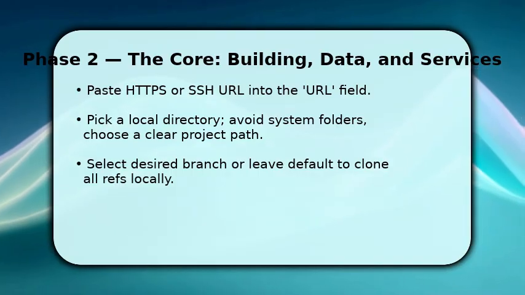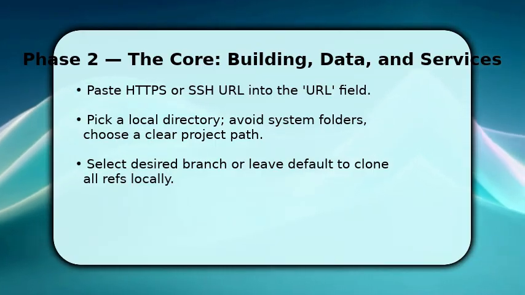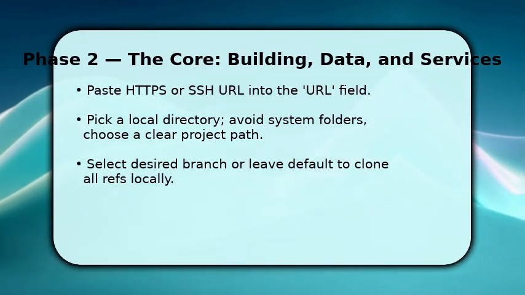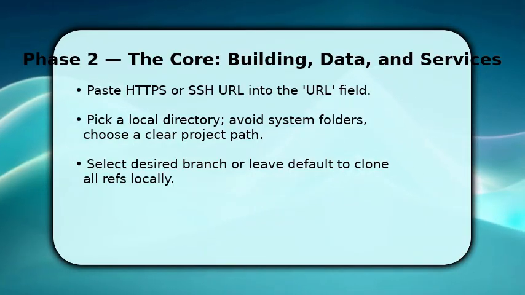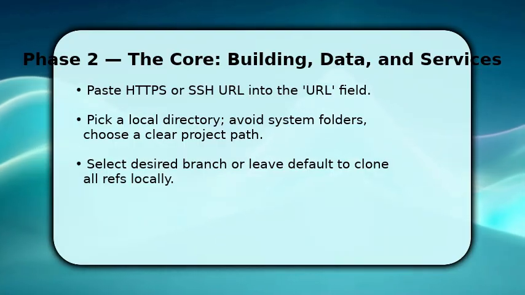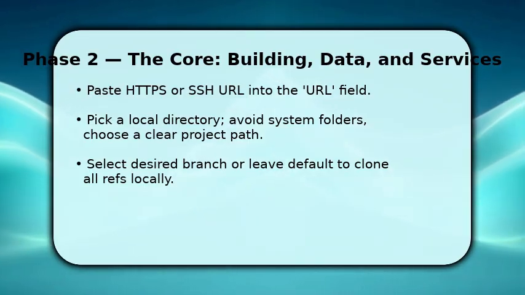Next, set the local directory. Pick a dedicated projects folder to avoid permission issues. Then choose the branch to check out now, or let it default and fetch all refs. This saves time if you later switch branches. Finally, click Clone so Android Studio pulls the repository and configures project settings automatically.